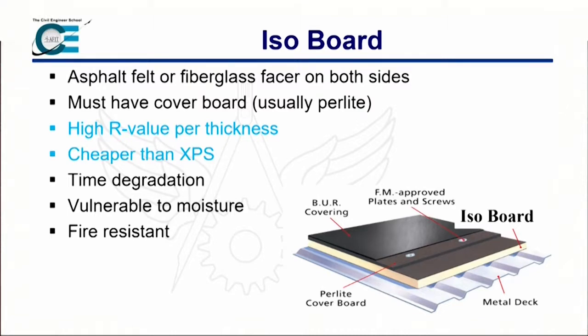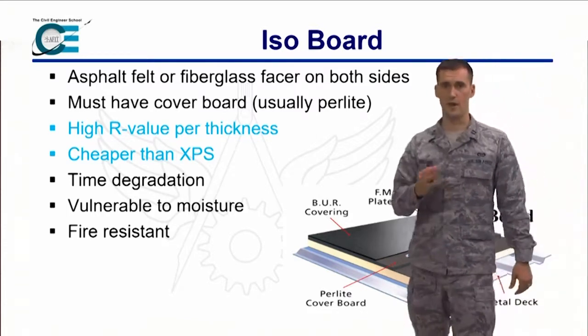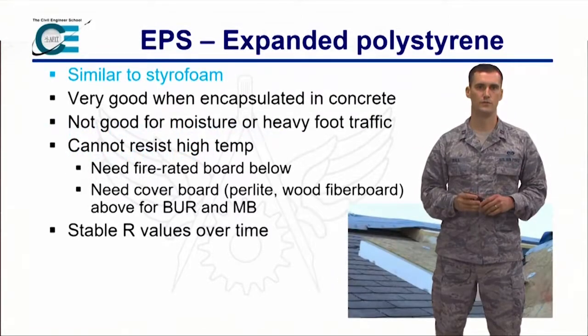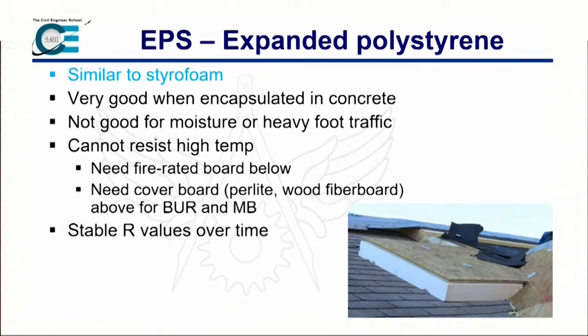It's also cheaper than the extruded polystyrene there, and again, that cover board is really what you're going to want in order to actually mechanically fasten this in a way that's useful to you. So ISO board is very common, typically used in our built-up roof scenarios. The other one that we have is expanded polystyrene, EPS.